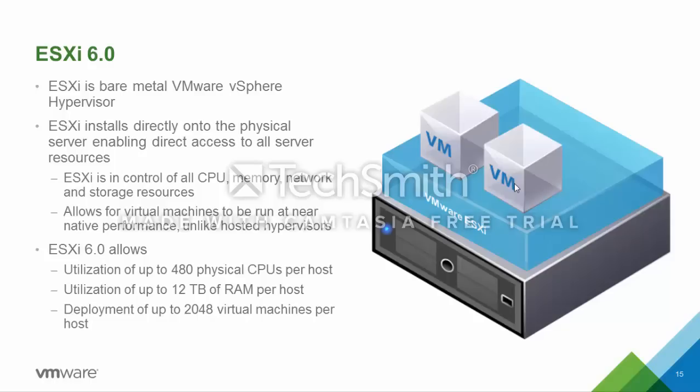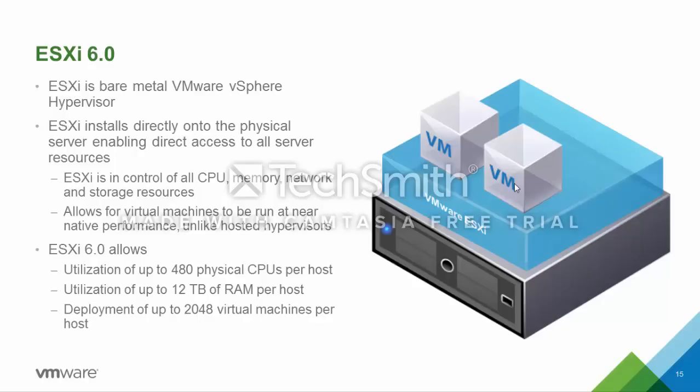ESX server installs directly on that physical server, is in control of all of the physical resources in that underlying physical server, and shares them with these various virtual machines. So those core four resources: CPU, memory, network, and disk. And it allows our virtual machines to be run at near native performance. So there's not a big overhead for this hypervisor, unlike other hosted hypervisor solutions.